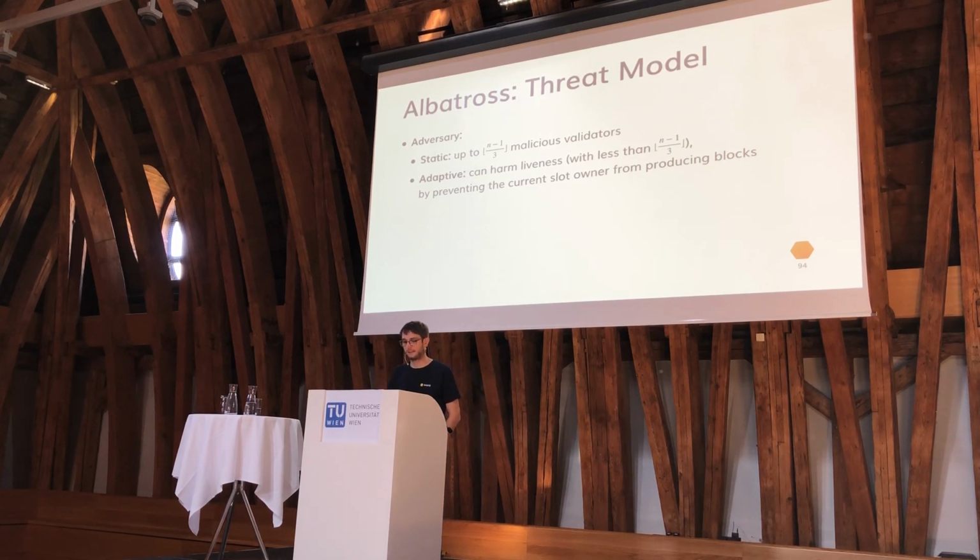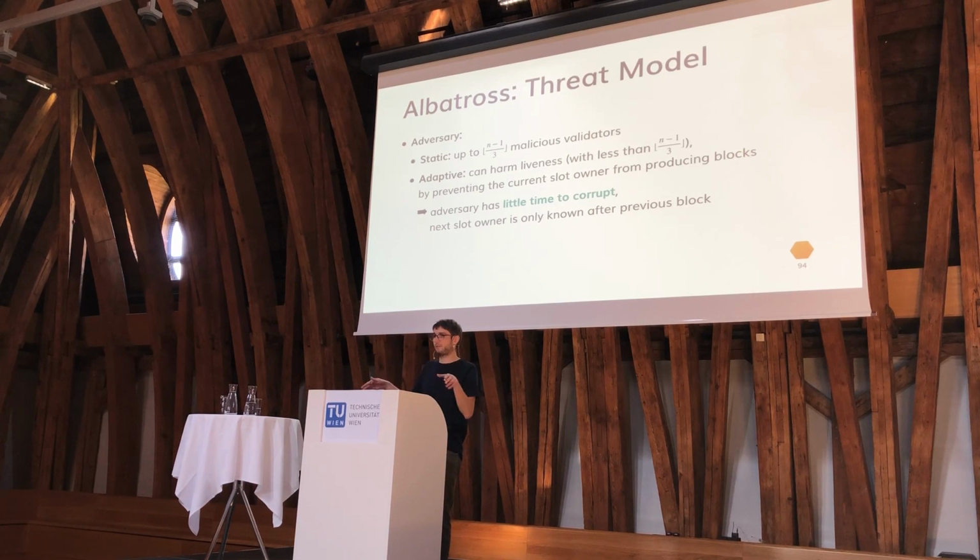In that case, the adversary can harm liveness, actually having less than (n-1)/3. And he does that by preventing the current slot owner from producing blocks, just tossing the current slot owner, basically. But our assumption to counter that is that the adversary has just too little time to corrupt the next node, because between publishing the microblock and producing the next one, it's too little time to corrupt the next node. And as long as the time to corrupt a node is larger than the time to produce a block, we are also secure against adaptive adversaries here.